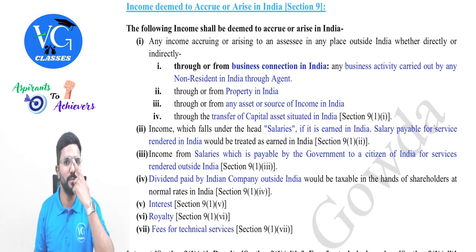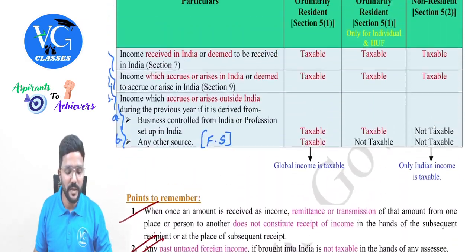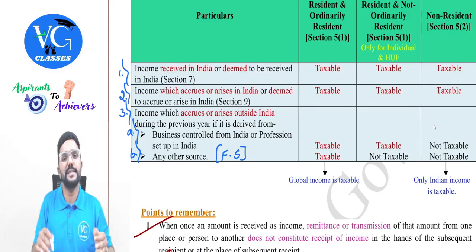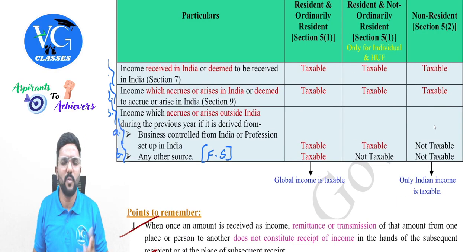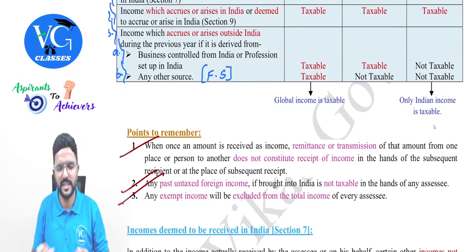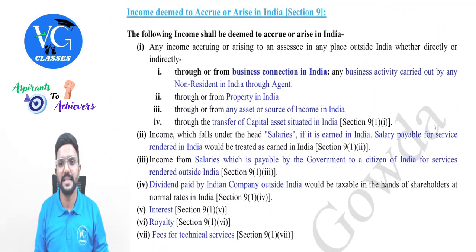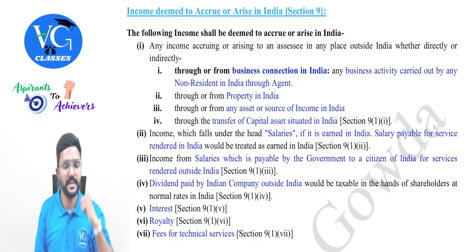Okay. Next, we'll move to section 9. So, income which accrues or arises in India or is deemed to accrue or arise in India is always taxable, no matter what your residential status is. Yes, sir. What is this deemed to accrue or arise in India? As if earned in India.